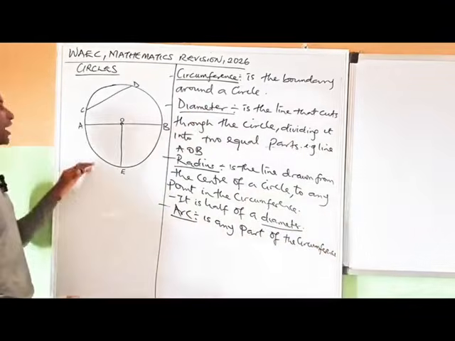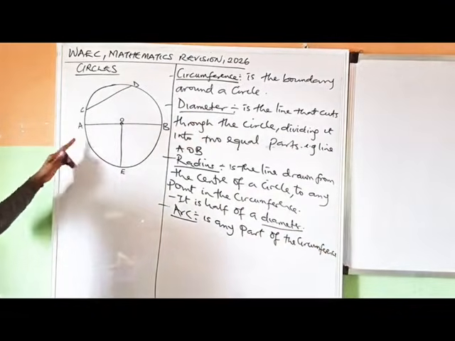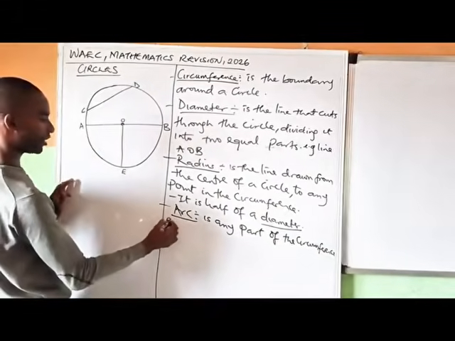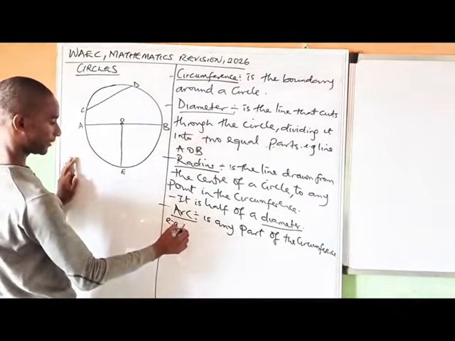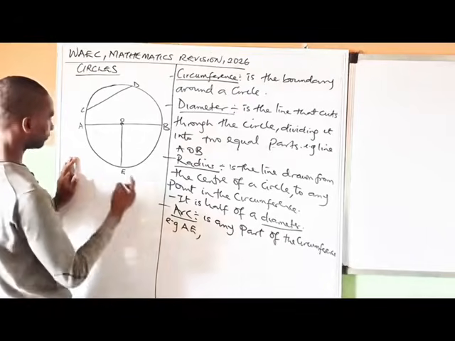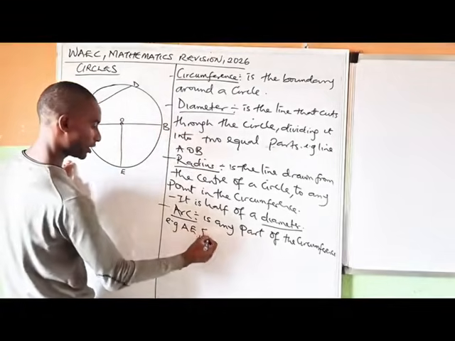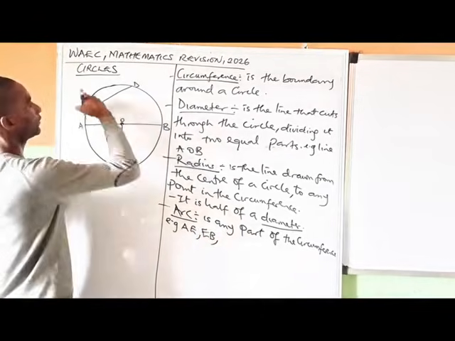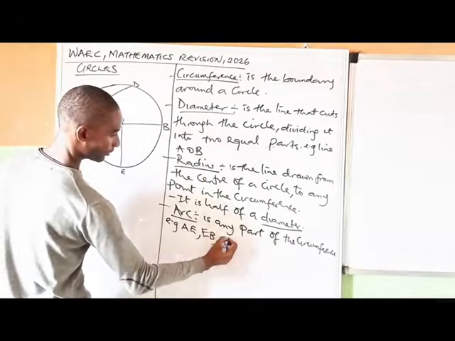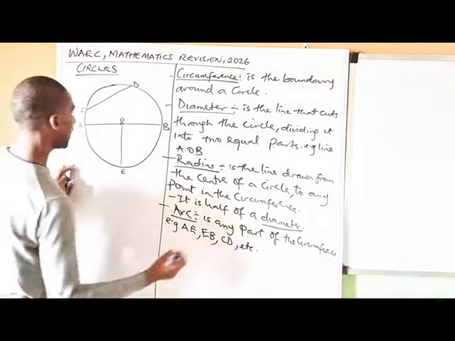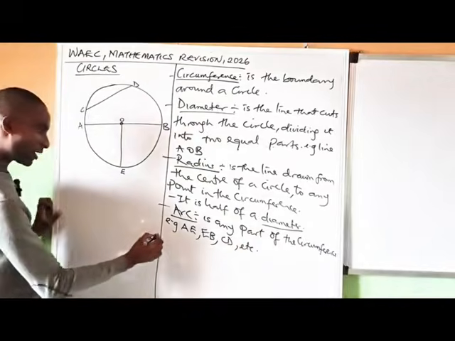An arc is any part that is cut out of the circumference. For example, let's look at the arcs we have here, e.g. AE. The line AE is an arc, the boundary EB, those are arcs, okay? CD, etc., those are arcs. Now let's talk about a chord.